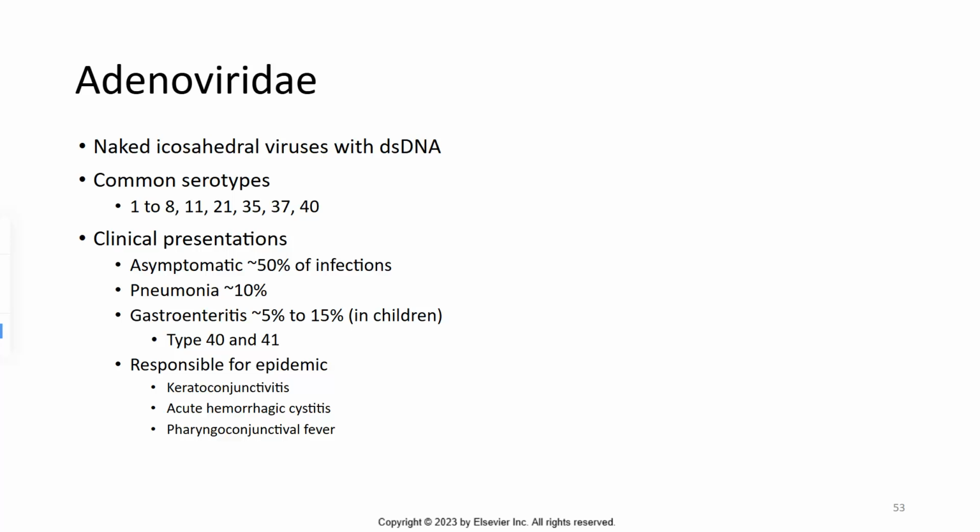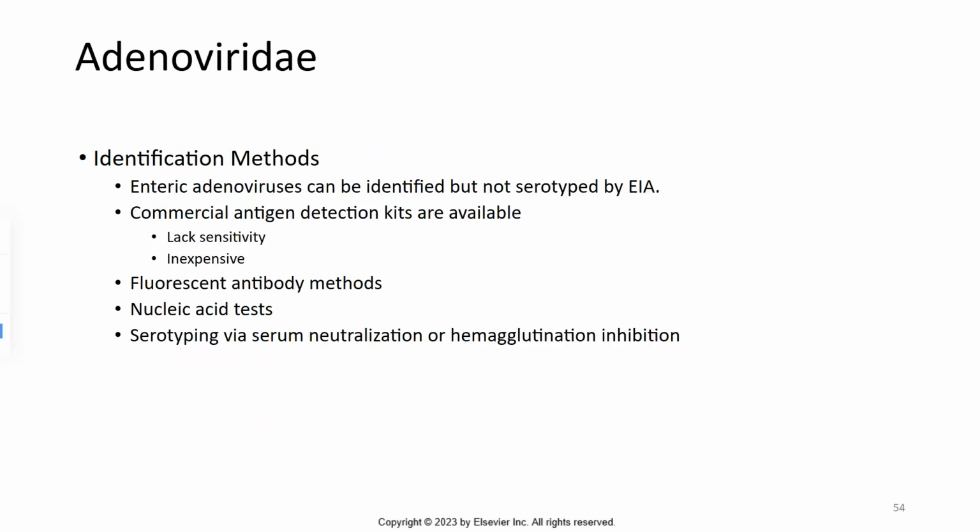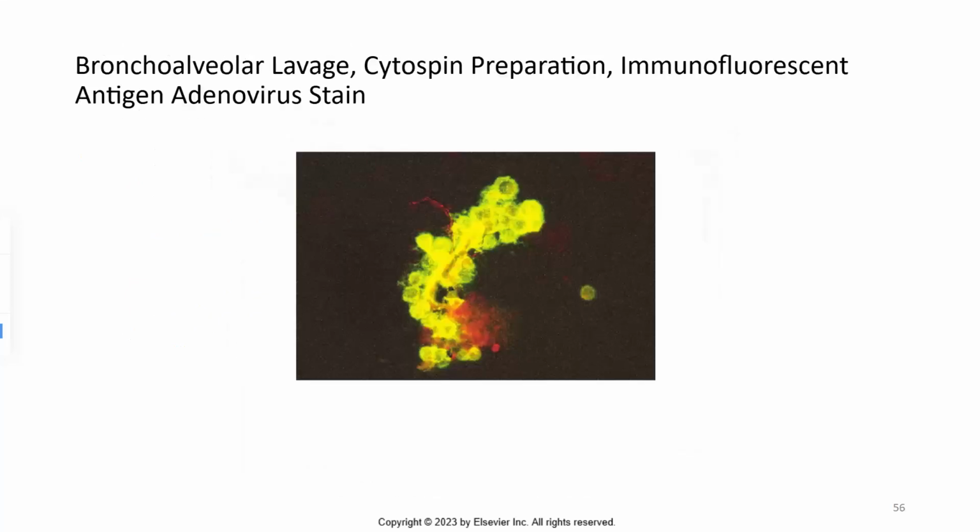Clinical presentations: about 50% are asymptomatic, 10% pneumonia, 5 to 15% gastroenteritis in children particularly, and they're responsible for epidemic keratoconjunctivitis, acute hemorrhagic cystitis, and pharyngoconjunctival fever. Isolation methods: they can be identified but not serotyped by EIA. Commercial antigen detection kits are available. Fluorescent antibody methods, nucleic acid tests, and serotyping. And here's a picture. You will not need to be able to identify pictures of these viruses.